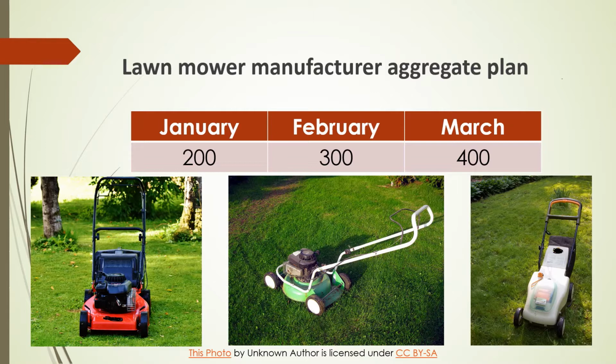Hence, the 200, 300, and 400 aggregate lawn mowers to be produced during those 3 months must be translated into specific numbers of mowers of each model prior to actually purchasing the appropriate materials and parts, scheduling operations, and planning inventory requirements.